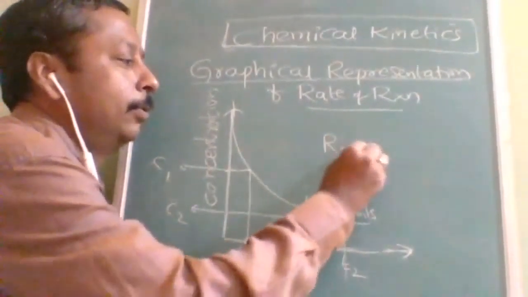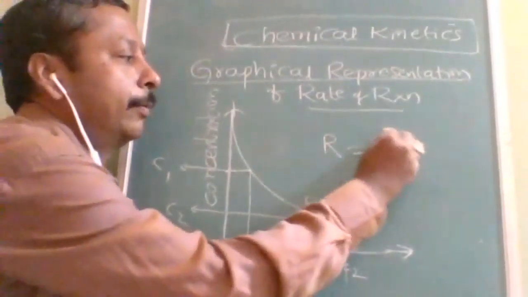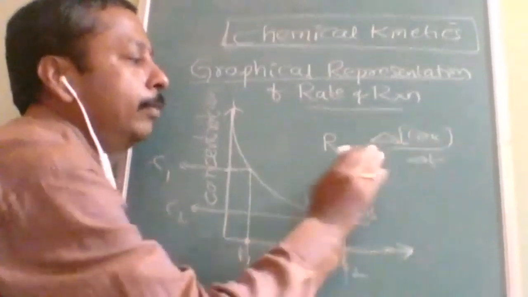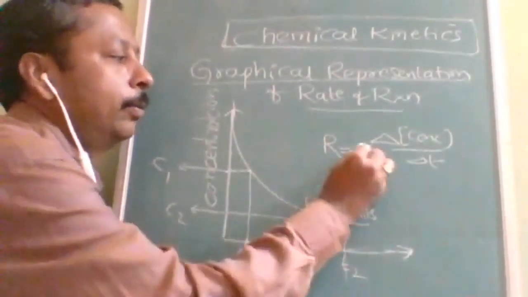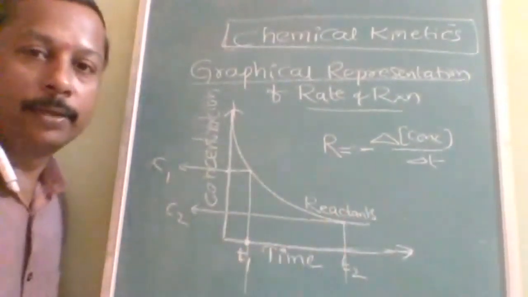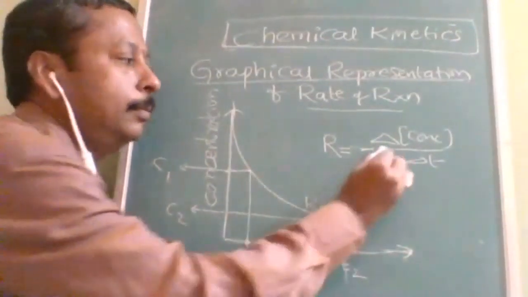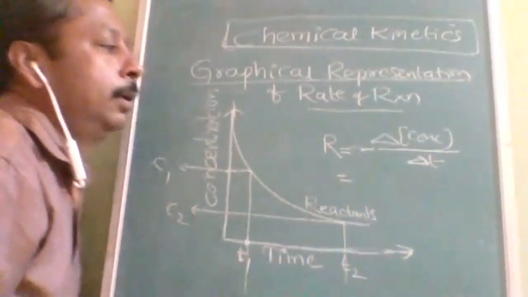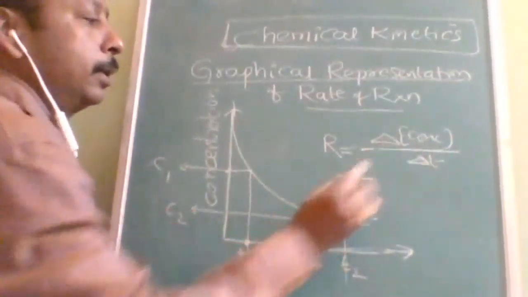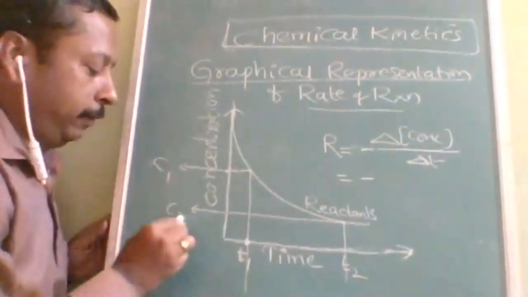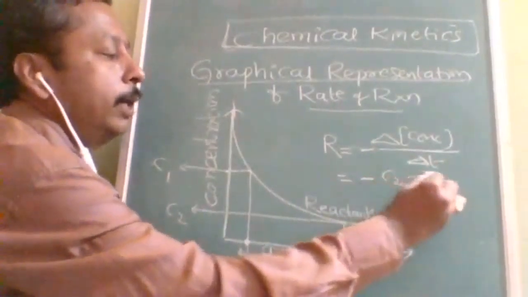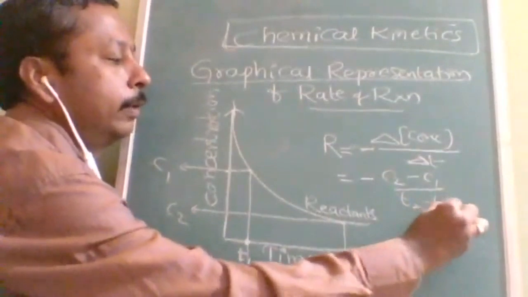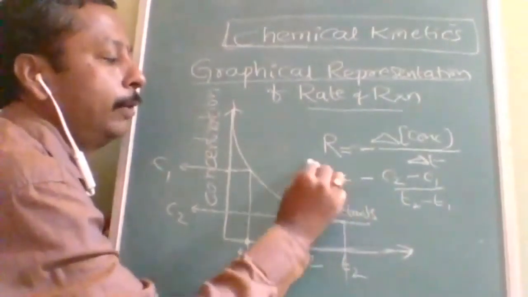So let us come back to this topic. R is equal to change in concentration divided by change in time. And as we are talking about the reactant, it is a formality that you should write minus. Reactant minus, product plus. So minus here, delta means final minus initial. What is it here? C2 minus C1 divided by T2 minus T1. So this is the rate of reaction.